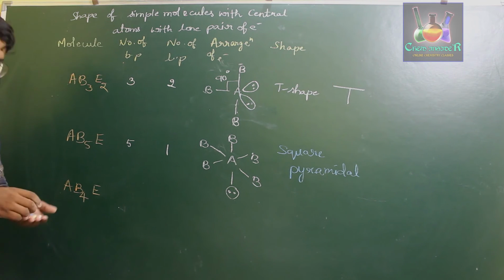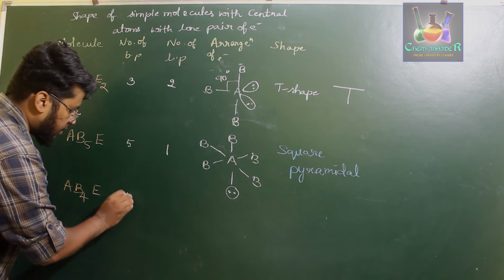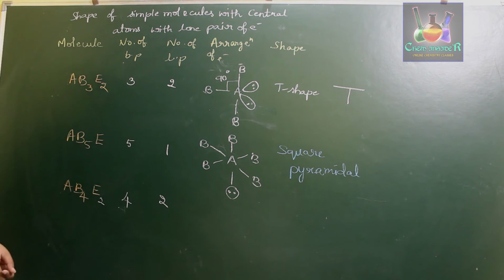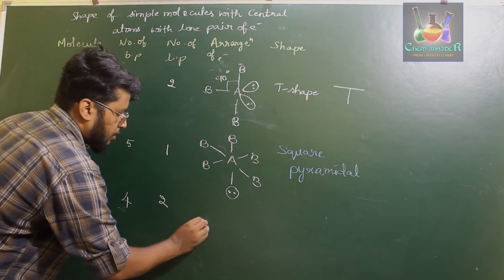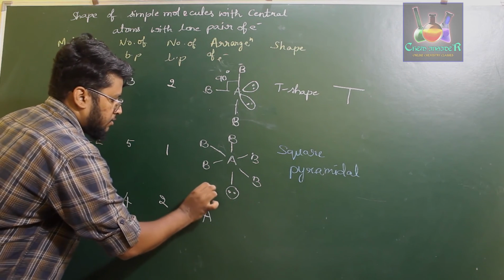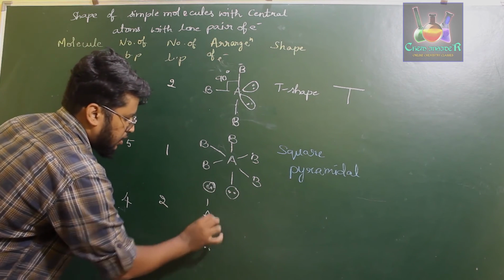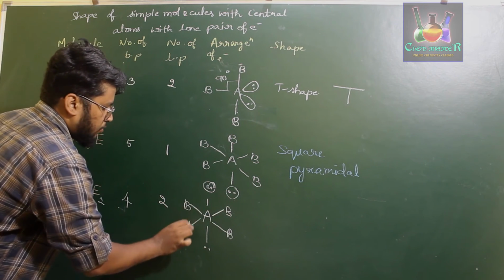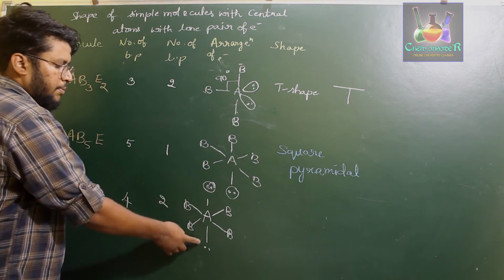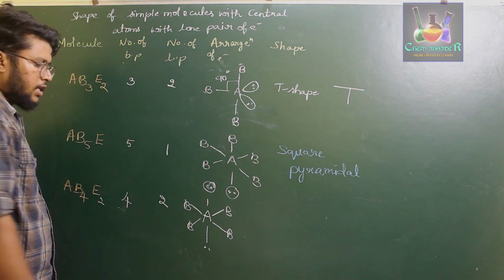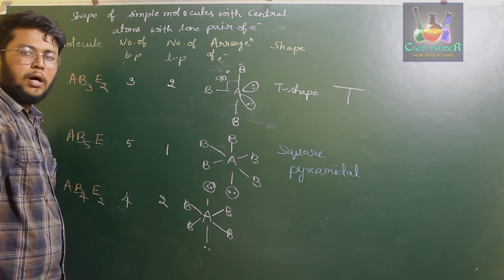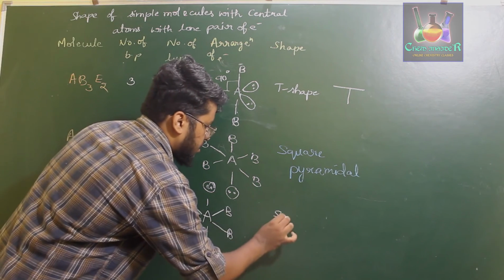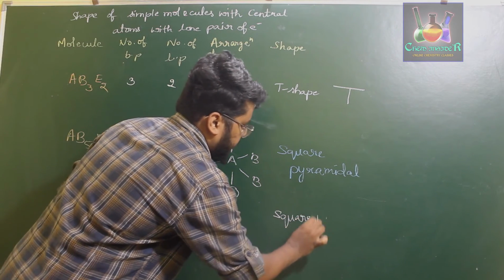And next, for the AB4 type of molecule, we have 4 bonding pairs and 2 lone pairs, AB4E2. In this particular case, we have 2 lone pairs of electrons present at the axial positions. Since we can't just treat them as an octahedral compound, what we observe over here is the lone pair repulsion is clearly equal up and down. Therefore, these 4 B will be in the same plane, giving us square planar geometry.